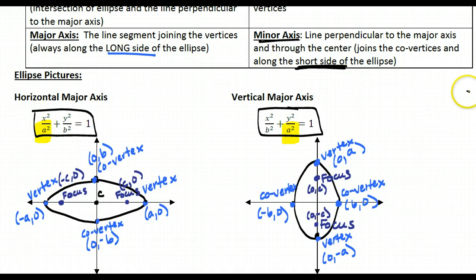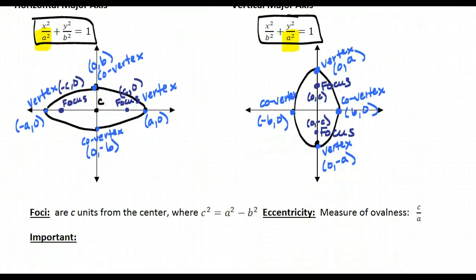And the way we find our focus points is by using this equation: c squared equals a squared minus b squared. It is related to the Pythagorean theorem in some way, but we don't have time here for me to show you exactly how it's derived. But just trust me, if I take the c value and square it, it's equal to the a value squared minus the b value squared.